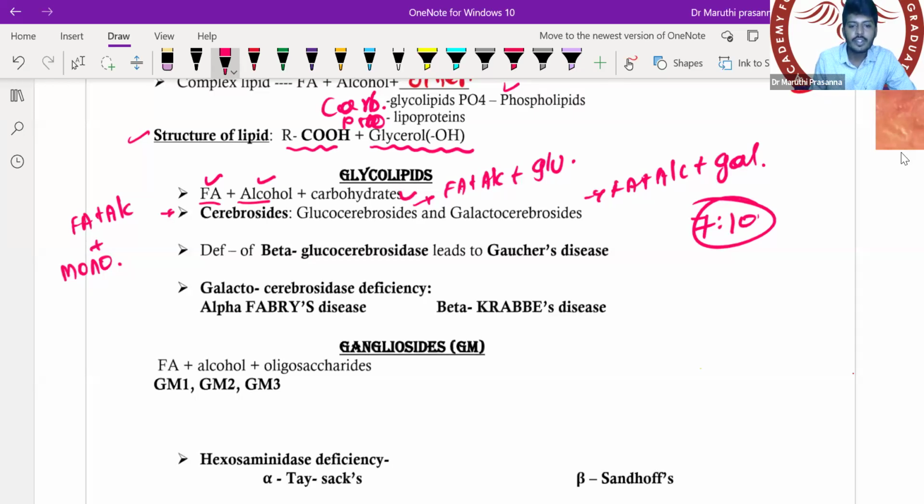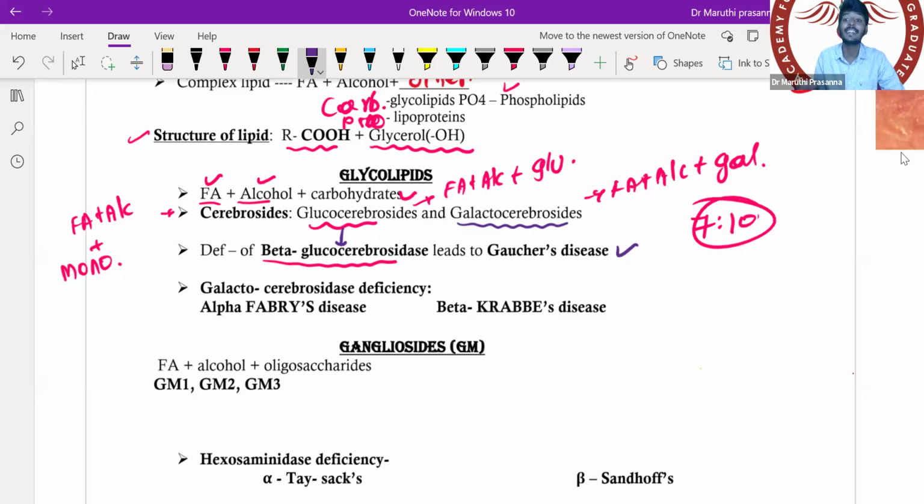Now glucocerebroside is metabolized by an enzyme called beta glucocerebrosidase. So if there is a deficiency of beta glucocerebrosidase, we encounter a disease called Gaucher disease. Galactocerebrosides are metabolized by galactocerebrosidase.